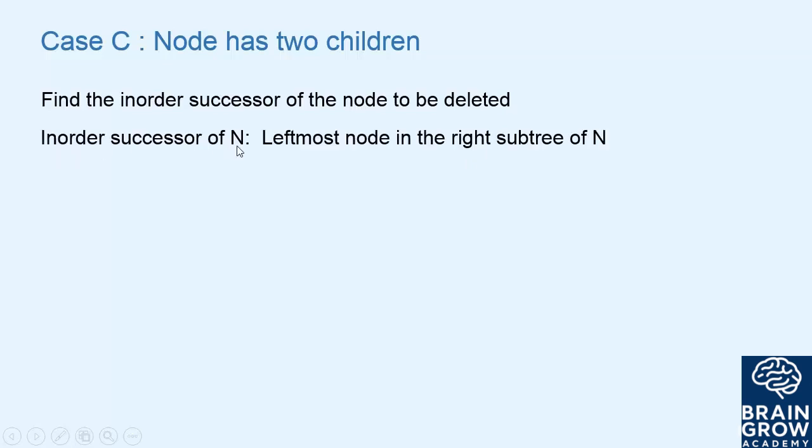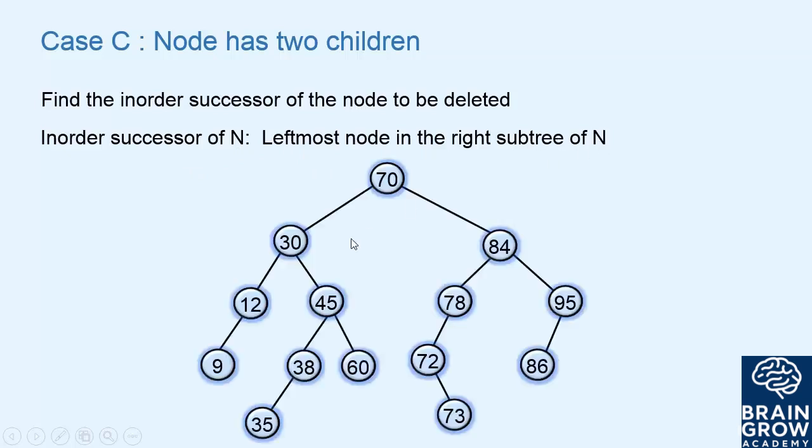Now the in-order successor of a node n that has a right child is the leftmost node in the right subtree of n. For example, in this tree, the in-order successor of this 30 will be the leftmost node in this right subtree of 30. The leftmost node in this right subtree is 35. So 35 is the in-order successor of 30. For this 70, the in-order successor will be the leftmost node in this right subtree. So the leftmost node in this right subtree is 72. So 72 is the in-order successor of 70.